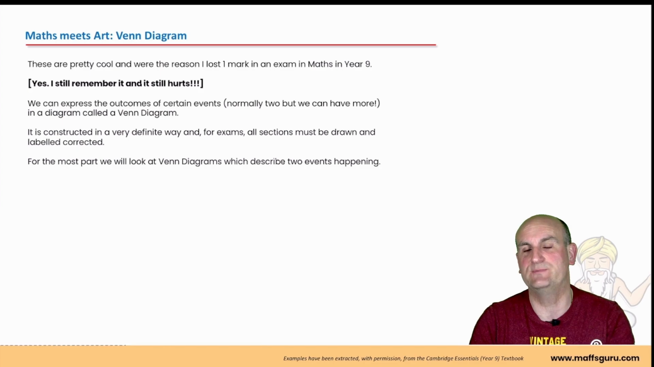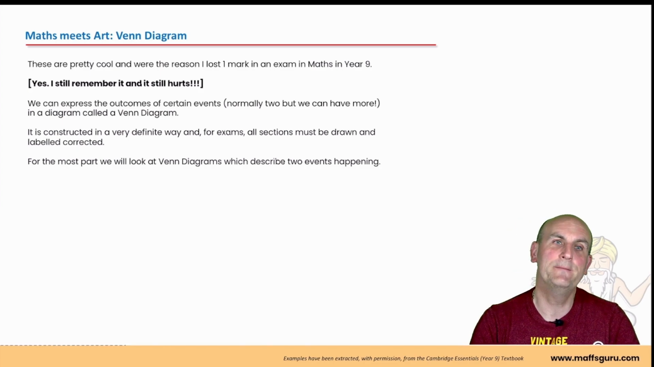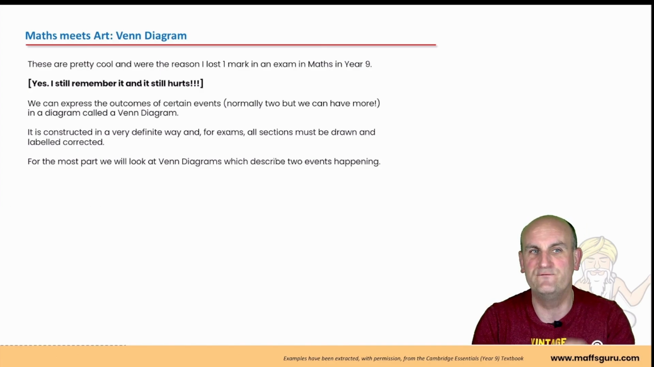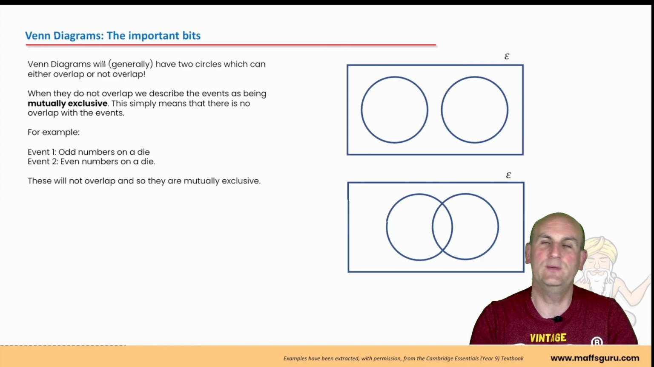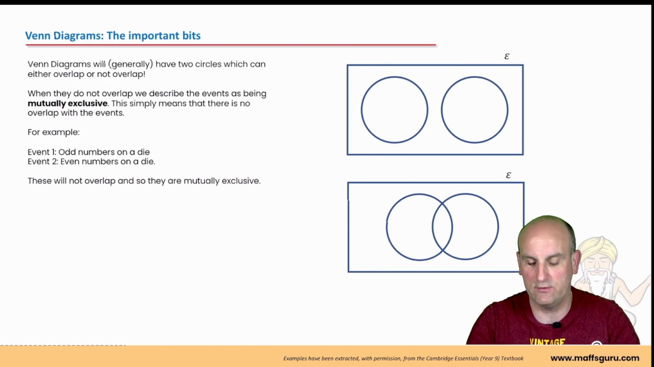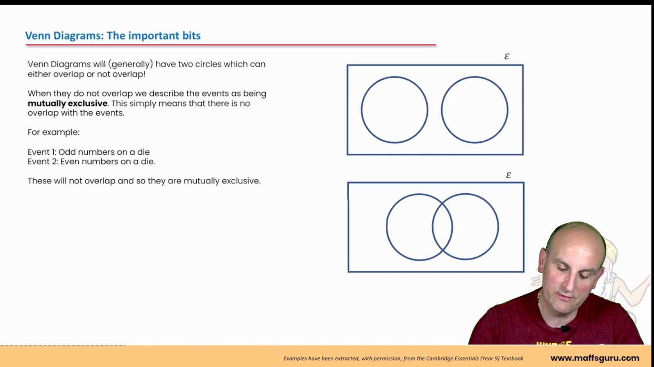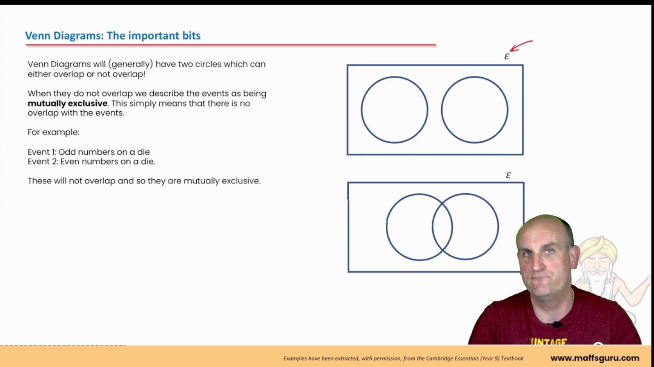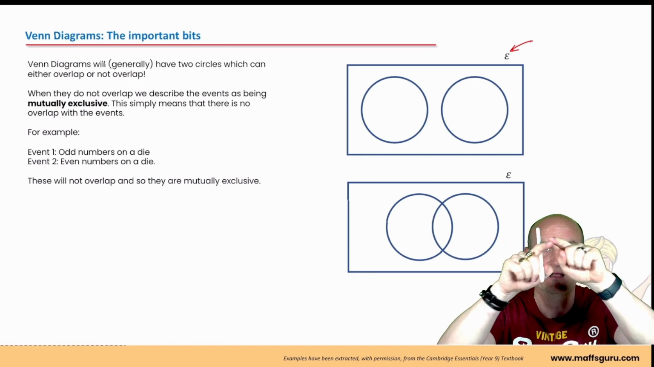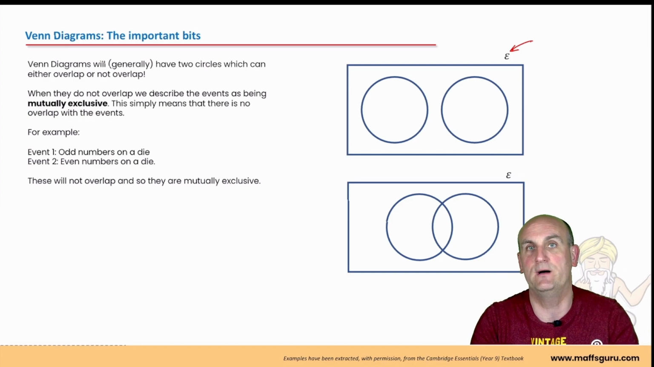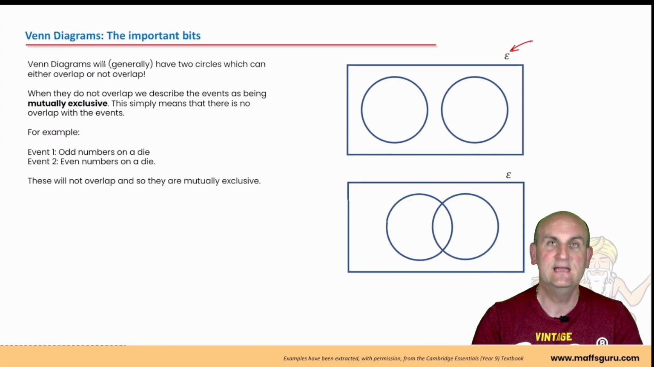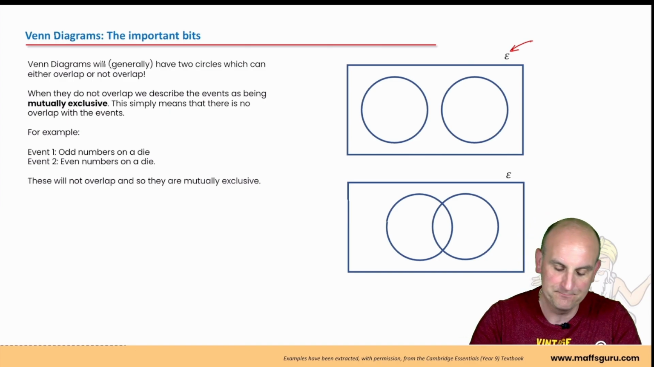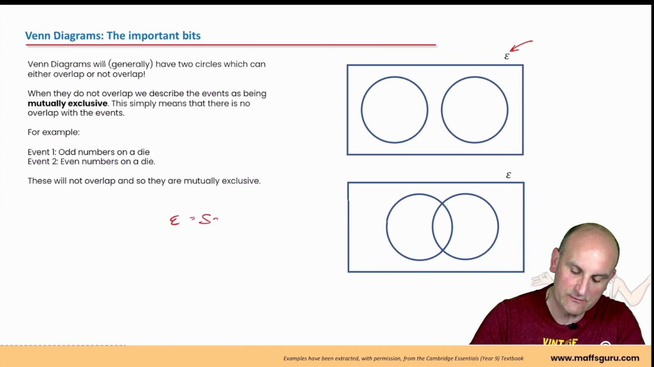All right, so we can express the outcomes of certain events in a diagram called a Venn diagram. We normally deal with two, and it's constructed in a very definite way. Here are the important bits for a Venn diagram. I always say to my students that little epsilon there is so important. It should be at the top of every single Venn diagram, because it means that everything inside that square is a part of my probability or events. It encapsulates every single thing in there. And believe it or not, that epsilon stands for my sample space.